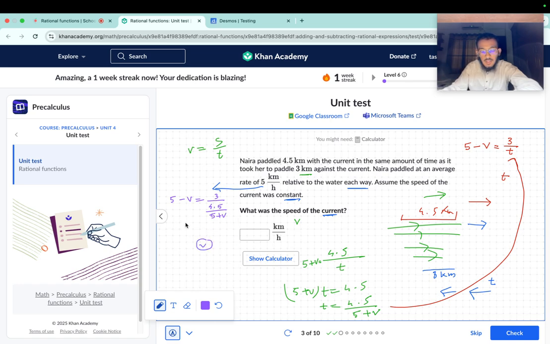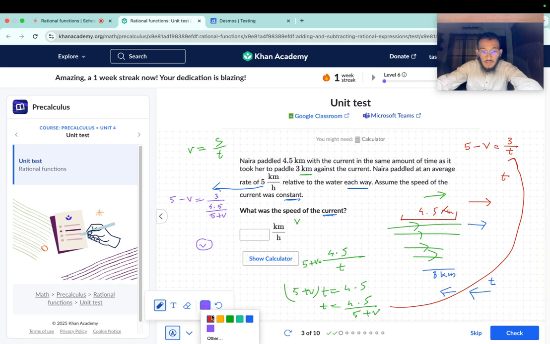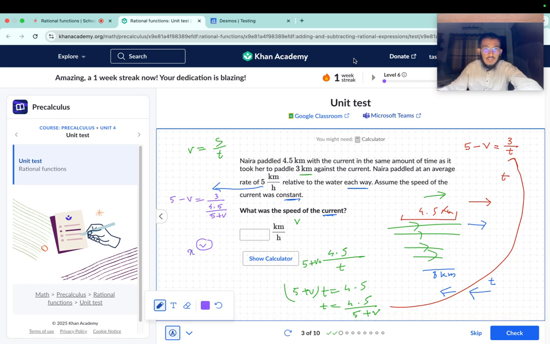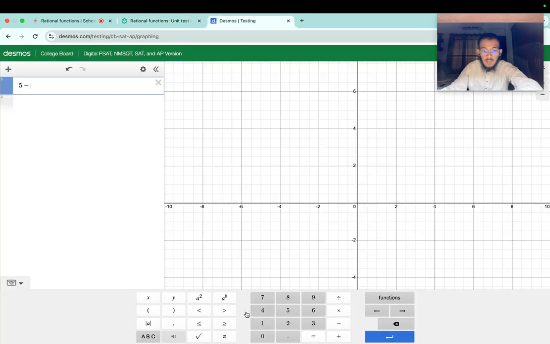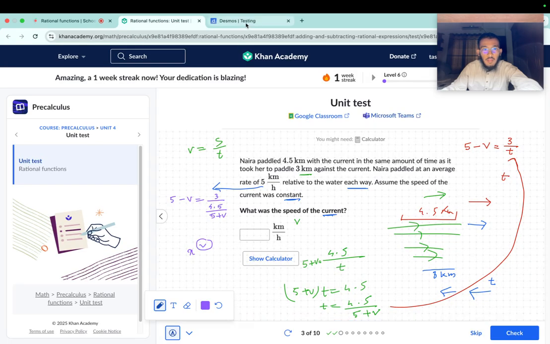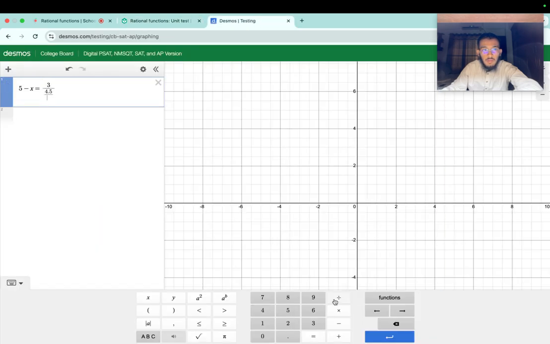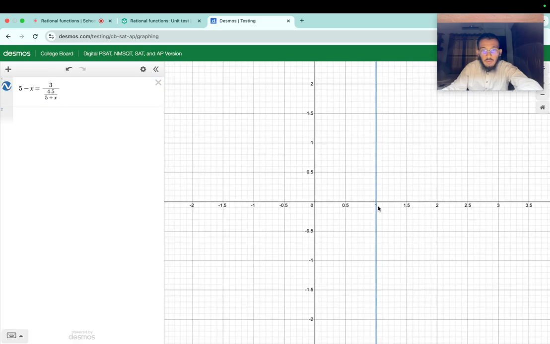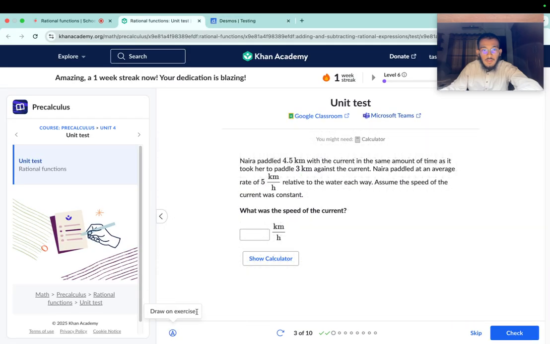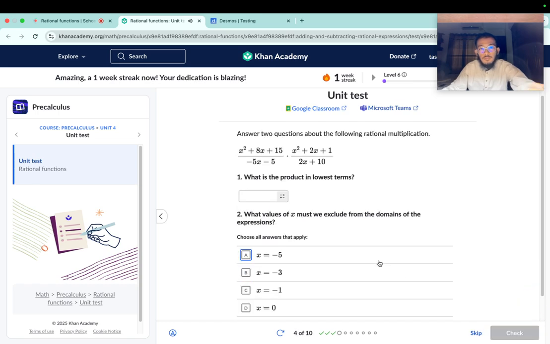So I will solve it in decimals, but since V is not a variable in decimals, I'll just switch V with X, and that's it. Nothing else is different. So 5 minus X equals 3 divided by 4.5 divided by 5 plus X. So we have a value of 1. So this should be 1. There we go.